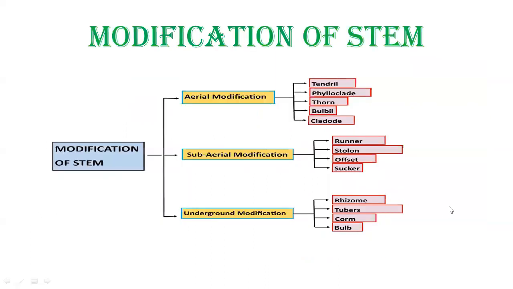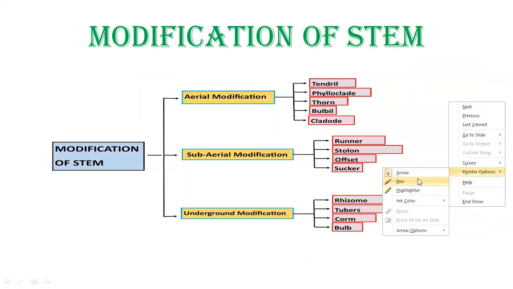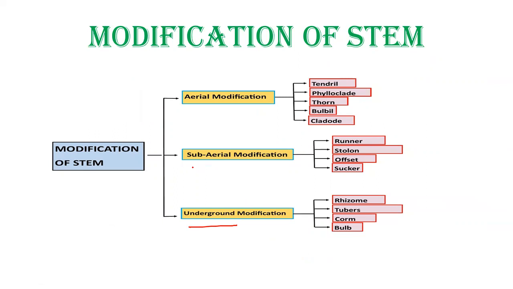Next, modification of stem. Stem modification is divided into three categories: underground, subaerial, and aerial. First, try to understand these categories. Suppose that this is the level of the ground. If stem is modified just below the ground, that is known as underground. When stem is modified just above the ground, a little bit parallel to the ground, that is known as subaerial. And when stem grows vertically higher and is modified, that is known as aerial modification of stem.